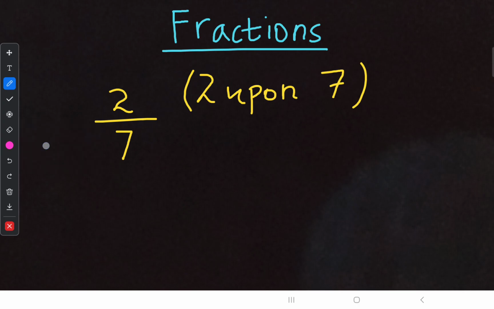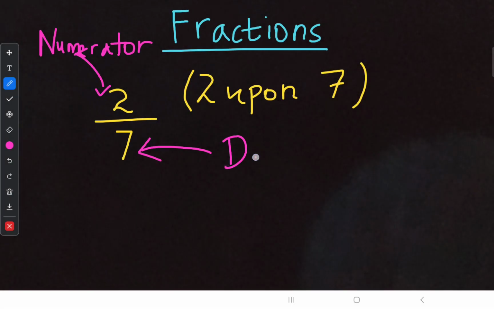Okay, now let's discuss what are these two numbers. Usually we know what is 2, we know what is 7 separately, but here both are together, and there is a straight line in between. What is this? Okay, this is the way we are going to represent our fractions. The number in the top is called the numerator. These are some keywords. You should remember them. It's very interesting. The number in the bottom, that is our denominator.